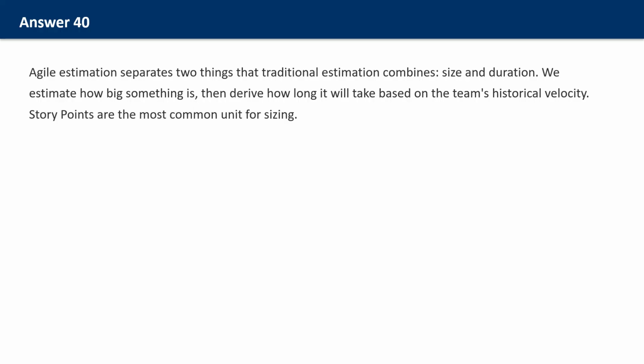Several reasons. First, humans are better at relative comparison than absolute estimation. We can easily say that this item is bigger than that one. Saying exactly how many hours is much harder. Second, relative estimates are more stable. If the team composition changes or tools improve, our hour estimates become invalid. Point estimates remain valid because they're relative to other work.